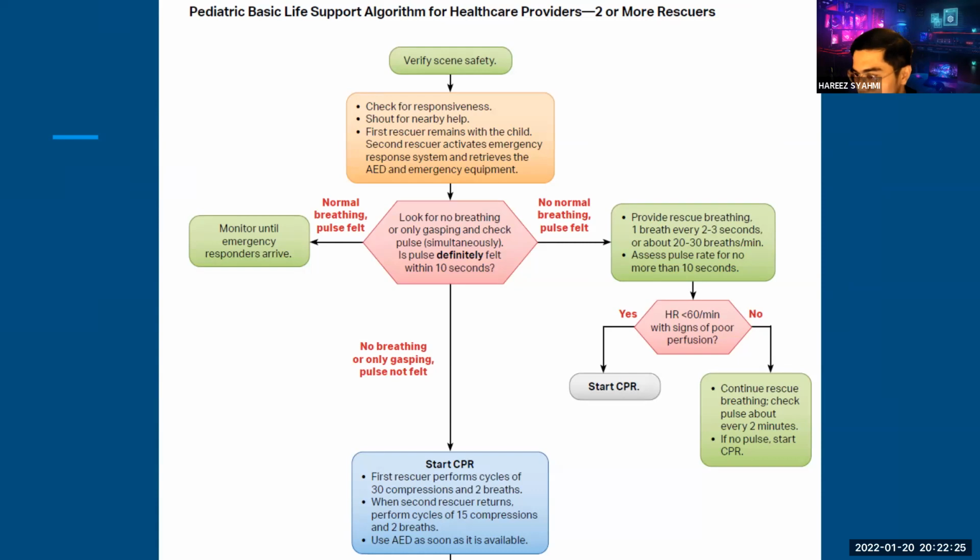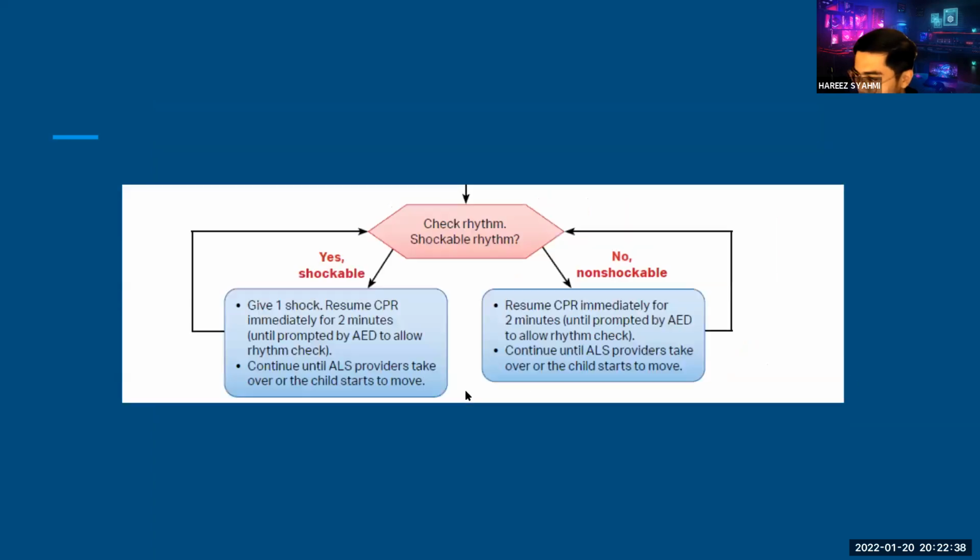But if there are 2 rescuers, one rescuer can focus on doing the chest compressions, 15 compressions, and the breaths will be handled by the second rescuer. And basically, it's the same.